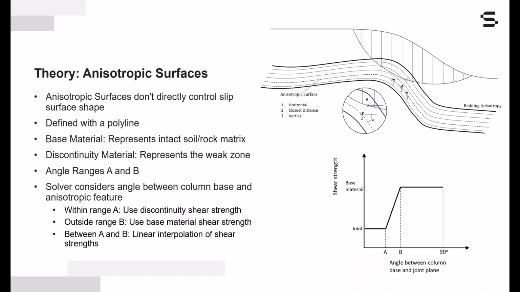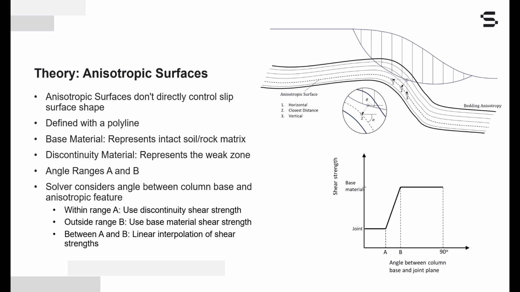Anisotropic surfaces can be used to generate directionally dependent shear strength. Soil and rock exhibit anisotropic strengths due to the presence of discontinuities, where the strength of the discontinuities varies considerably from the surrounding intact material. In contrast to a weak layer, an anisotropic surface does not impose a direct control on the shape of a slip surface.